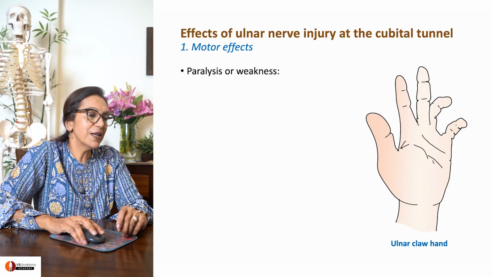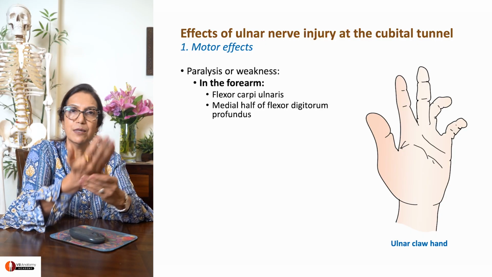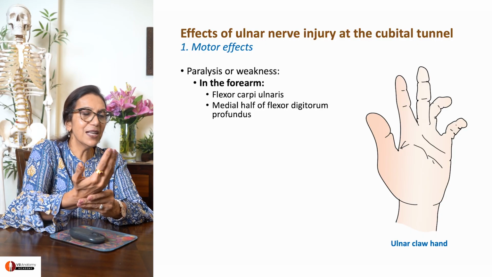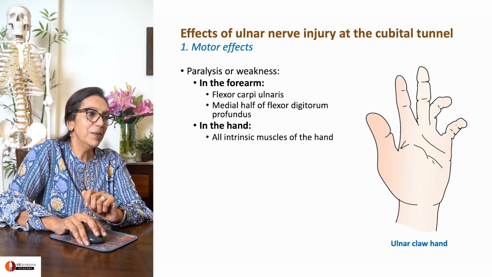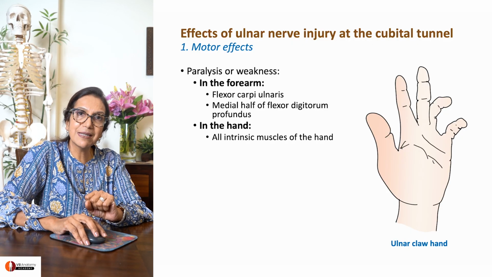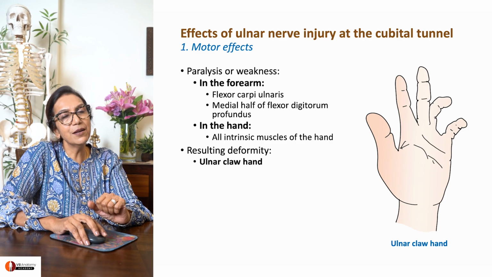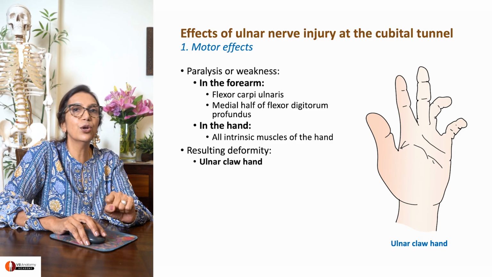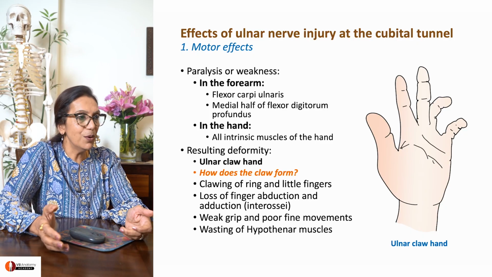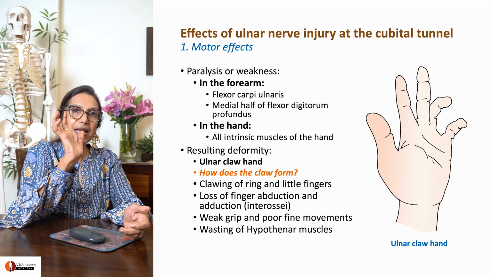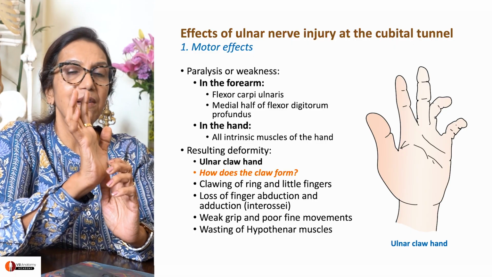So motor effects: paralysis or weakness of forearm muscles, flexor carpi ulnaris is gone. If it's gone, flexion is a little bit hampered and medial half of flexor digitorum profundus is injured. In the hand, all intrinsic muscles are gone. Resulting deformity is called ulnar claw hand. How does the claw form? Clawing of ring and little finger, loss of finger abduction, adduction, weak grip.